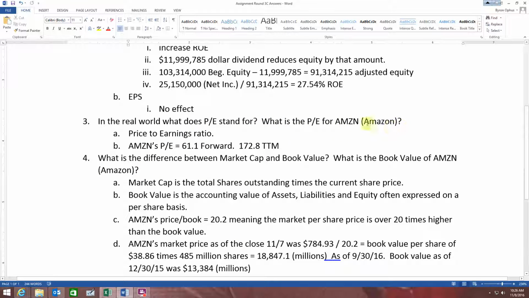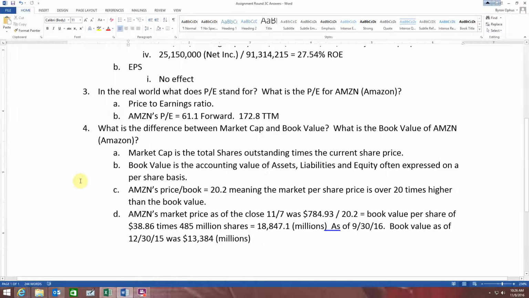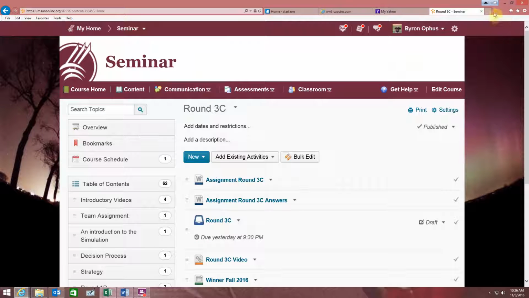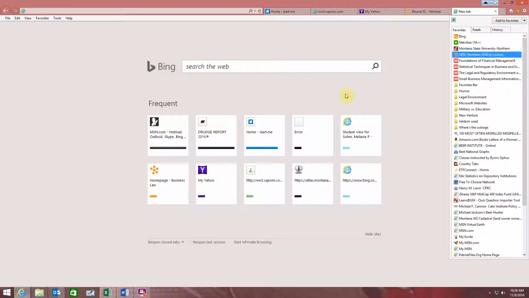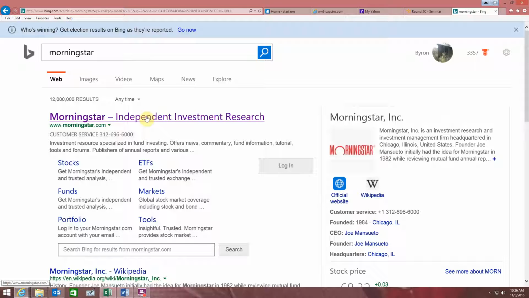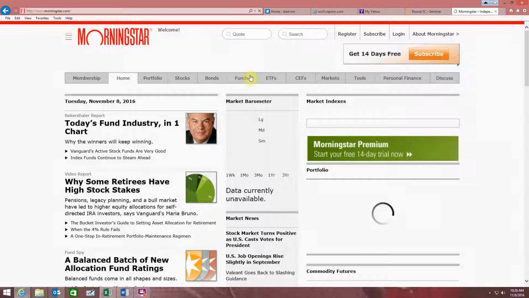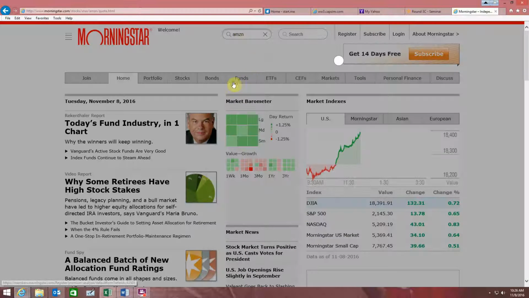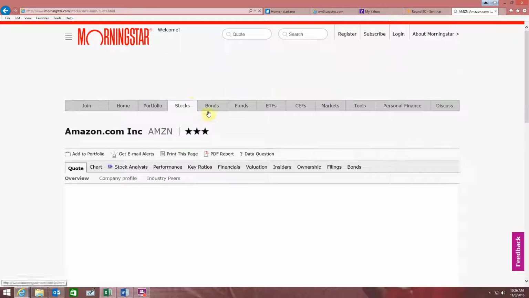What is the PE for Amazon? PE stands for price to earnings ratio, and it's simply a ratio of the price of the stock to the current earnings. I should have had this looked up here. The answer that I get today would probably be a little bit different than what I got when I filled this out because it's changed, right? And you guys know I kind of like Morningstar. Hopefully you remember that from finance class. It's a pretty good site.